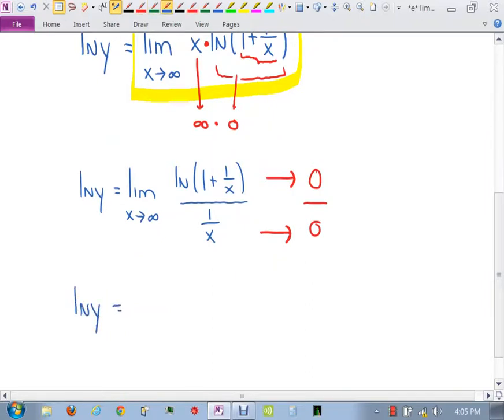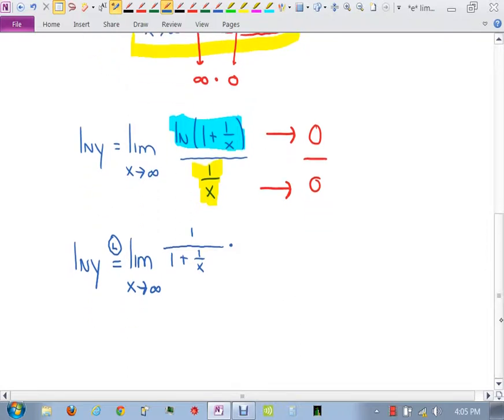Natural log y equals, with L'Hopital, limit x goes to infinity. Now I have to do the derivative of the top and the derivative of the bottom separately. So what's the derivative of natural log of junk? So 1 over the junk times the derivative of the junk, right? What's the derivative of 1? 0. What's the derivative of 1 over x? Negative 1 over x squared. Very good. That's x to the negative 1. 1 over x is x to the negative 1. Derivative of that is negative 1 x to the negative 2. That's negative 1 over x squared.